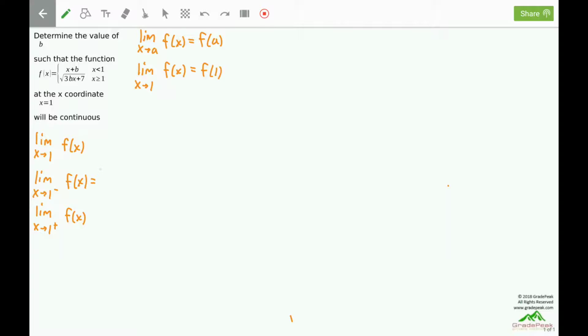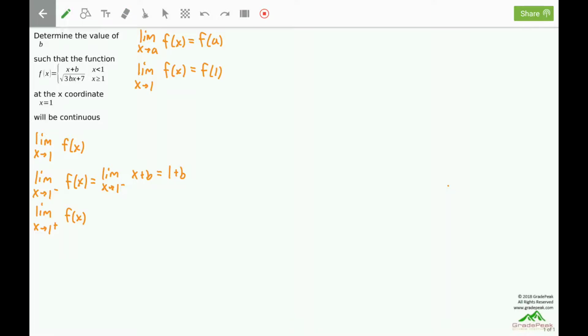The left side of 1 means less than 1, and that means we will be using this for our expression, f of x. So we can replace f of x with x plus b. The next thing to do is plug a 1 in for each of the x's. That will give us a 1 plus b.